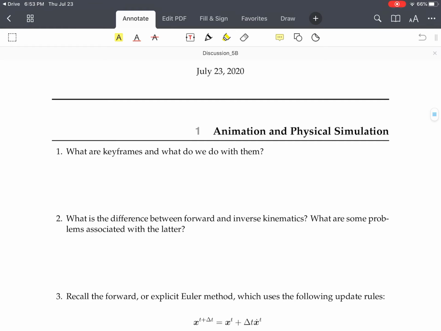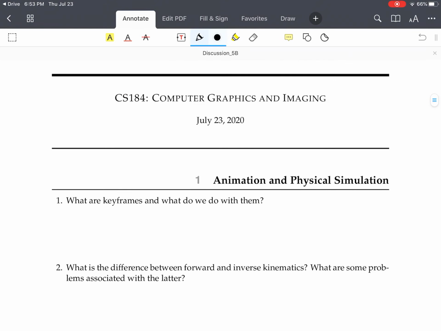The first question: what are keyframes and what do we do with them? The name keyframes itself gives you a hint. Keyframes are the important frames in an animation. For example, if you wanted to animate a horse running, you might pick four different positions and manually set these positions up. Actually, let's do something else. Let's do a person walking. So we might set one up. Okay, that was a terrible drawing.